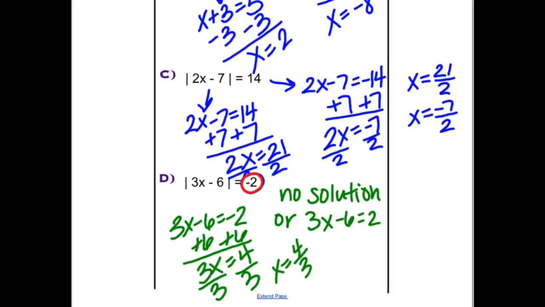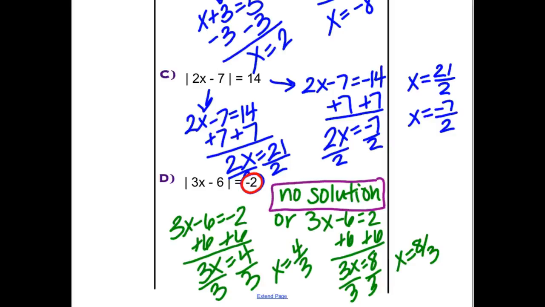But if I go back and put that in, 3 times 4/3 is 4. 4 minus 6, yes, it is negative 2, but when we take the absolute value of negative 2, we get positive 2. And same thing here, if I add 6 here, I get 3x equals 8. Divide by 3, and I get x equals 8/3. If you just trusted it, it would look like we have 2 solutions, but 3 times 8/3 is 8. 8 minus 6 is 2. Absolute value of 2 is positive 2, not negative 2. That is why it is no solution.